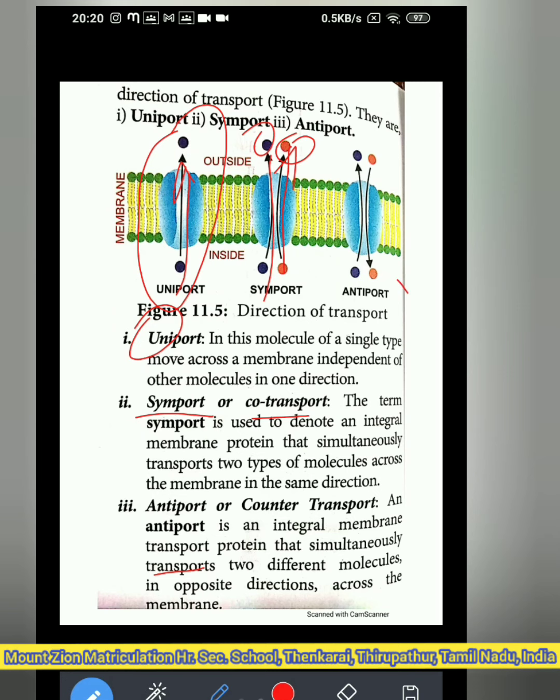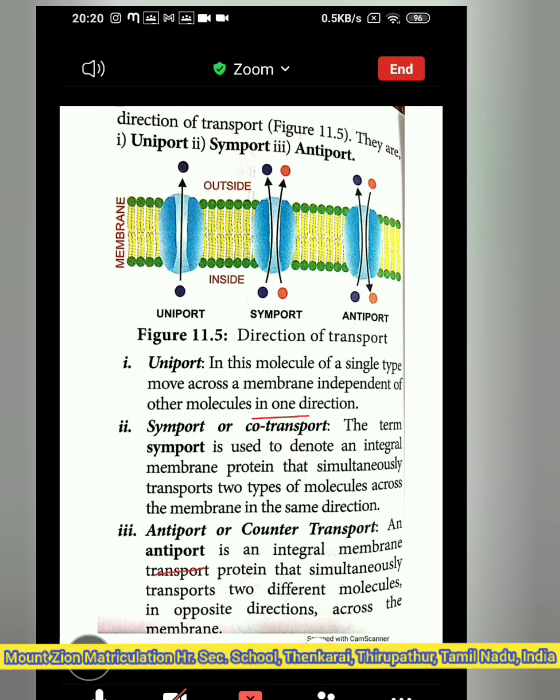In the third one, antiport, you can see two different molecules are traveling in opposite directions across the membrane. So this is antiport. Be clear with the directions of transport. In uniport, only one molecule is entering. In symport, two different molecules enter the cell through the plasma membrane in one direction. And in antiport, you can see they move in two different directions.